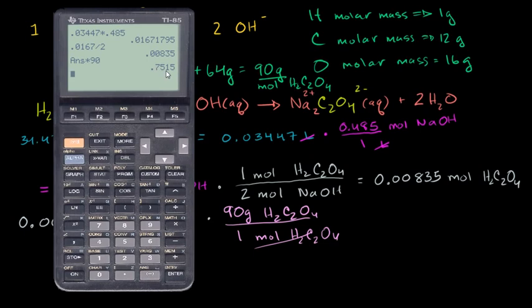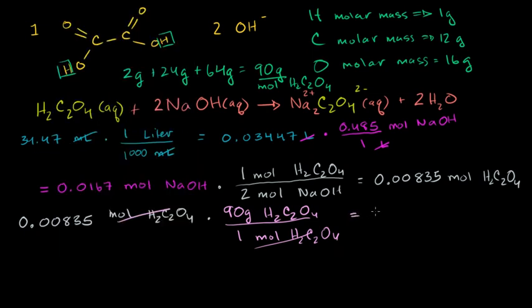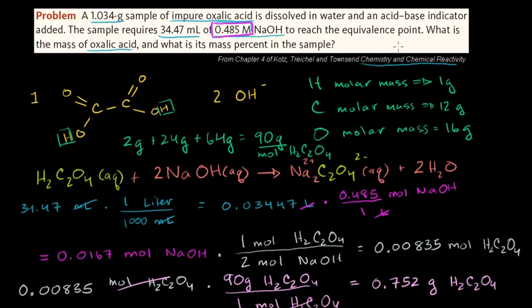So we get 0.752. I'll just round it to 3 significant digits. Even the 90 isn't exact, but I'll round to 3 significant digits. So this is equal to 0.752 grams of oxalic acid, H2C2O4. And I think we've answered part of the question. The first question is, what is the mass of oxalic acid? We've just answered it. That answer right there is 0.752 grams.